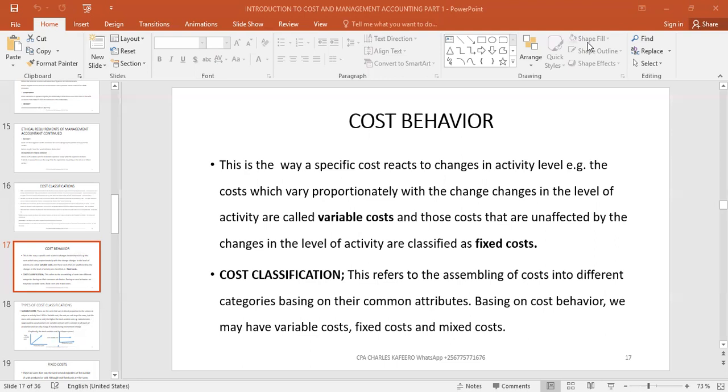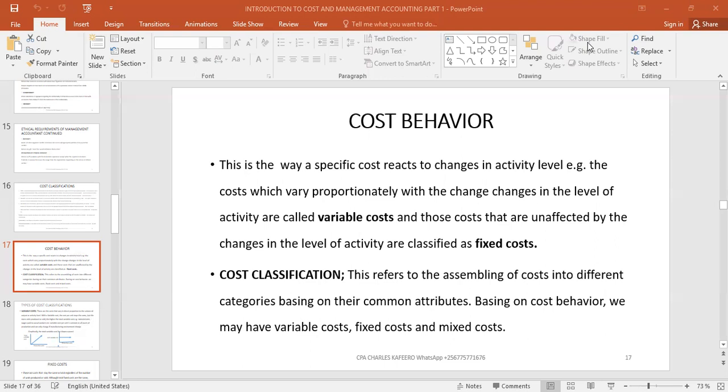First of all, the variable costs. Those are the costs which vary proportionately with the changes in the level of activities. We say those costs not only increase as the level of activity increases, but they increase in the same proportion to the increase in the output.